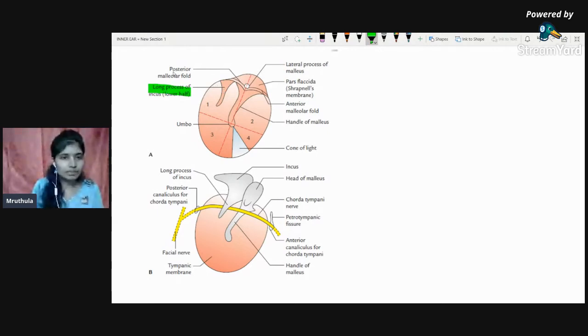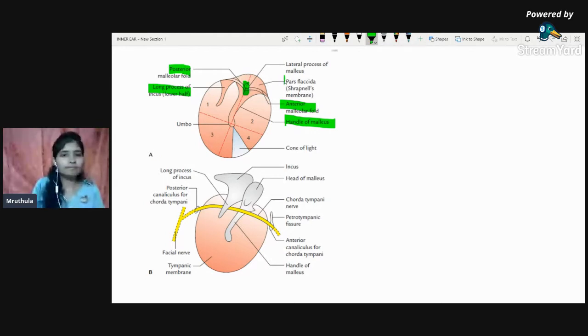The other impression that you could see from a bony prominence is the handle of malleus. Then we can also appreciate the posterior malleolar fold and the anterior malleolar fold. Both of them are arising from the notch. This notch is actually formed by one part of the tympanic membrane. That is actually the location where the lateral process of malleolus can be seen.